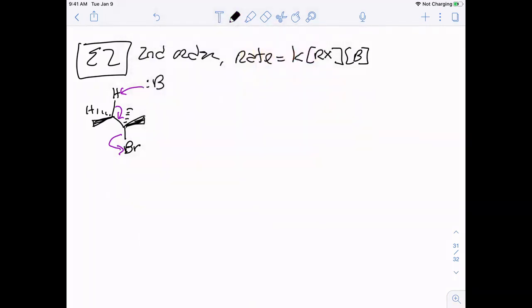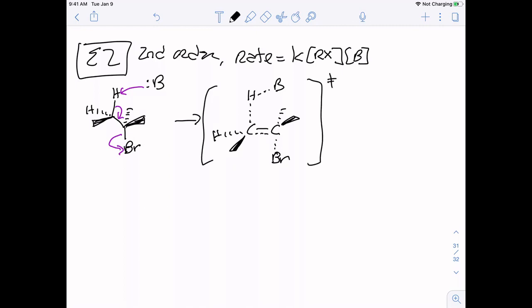Because it's concerted, I do want you to draw the transition state. So I'm going to focus on the two carbons where the new pi bond is forming, right? Where all the action's happening. So I'm breaking the bond between the carbon and the hydrogen, forming the bond between the hydrogen and my base, forming my pi bond, and breaking the bond between the carbon and my leaving group. And everything else is still here. And then my transition state notation, and then my product.